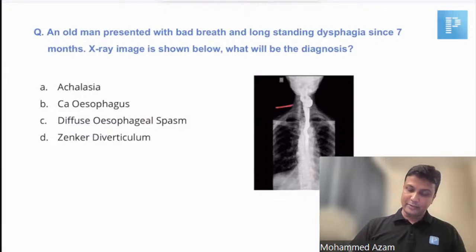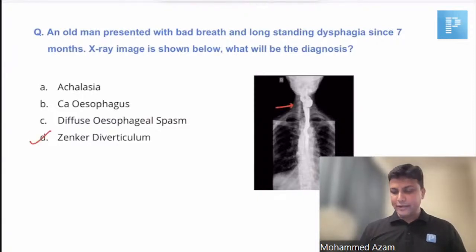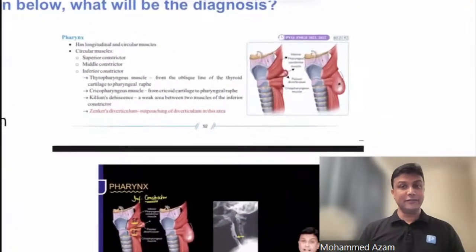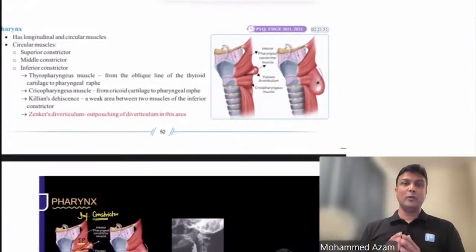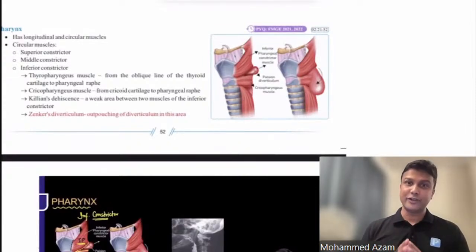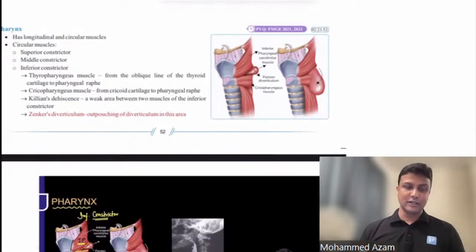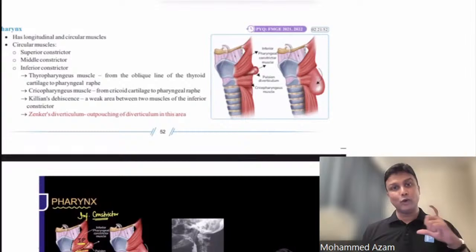So this diverticulum here is the Zenker's diverticulum. When it comes to the anatomy part, I have discussed this in detail in the rapid revision session, my dear friends. We know that very well when you learn about the wall of the pharynx. In the wall of the pharynx, you have the constrictor muscles: superior constrictor, middle constrictor, and inferior constrictor. The inferior constrictor is in turn made up of two muscles. One is the thyropharyngeus, another is the cricopharyngeus.